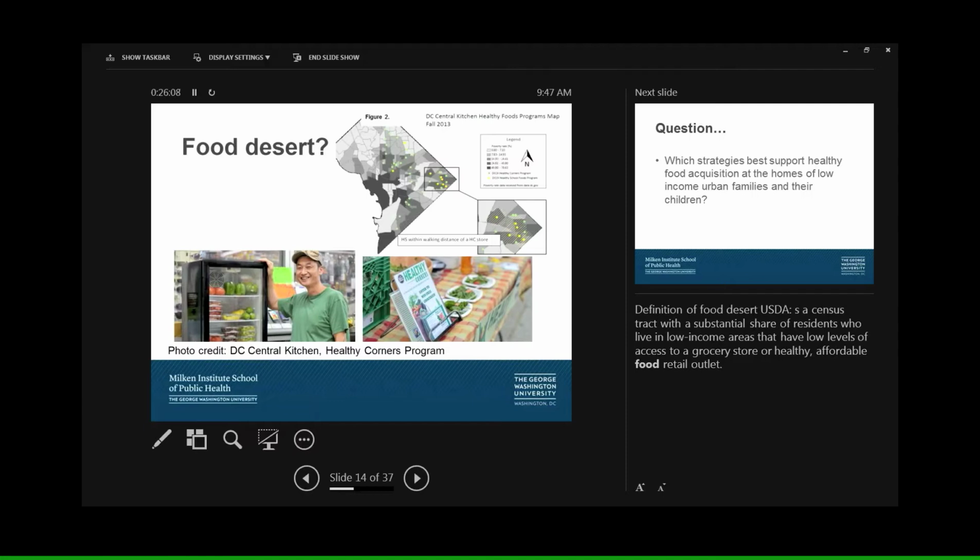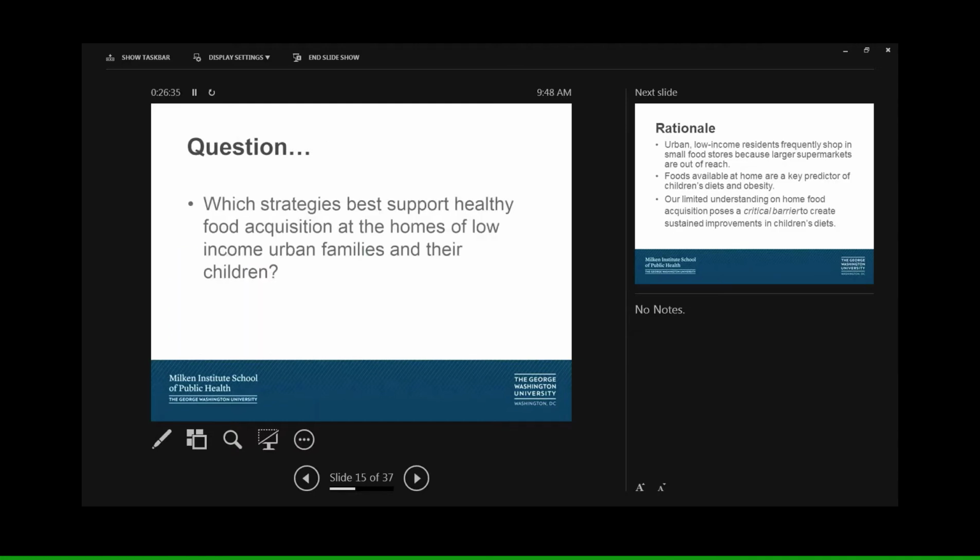And as I thought more about it and talked more to the partners, I realized I needed to take a step back and understand really what were the needs of the community and what were the major barriers to obtaining food in their homes. And I wanted to focus on healthy foods, but I didn't want to provide my perspective on what I meant by healthy foods. I didn't want it to be a judgment. So the original question then, when I took a step back, was which strategies best support healthy food acquisition at the homes of low-income urban families and their children.